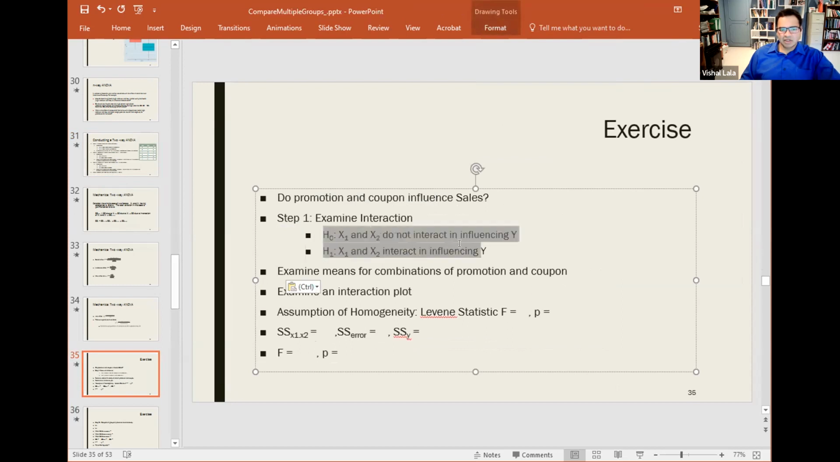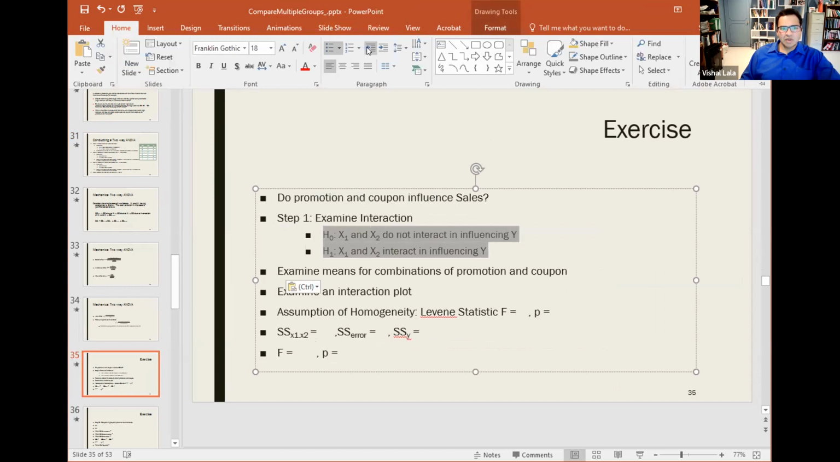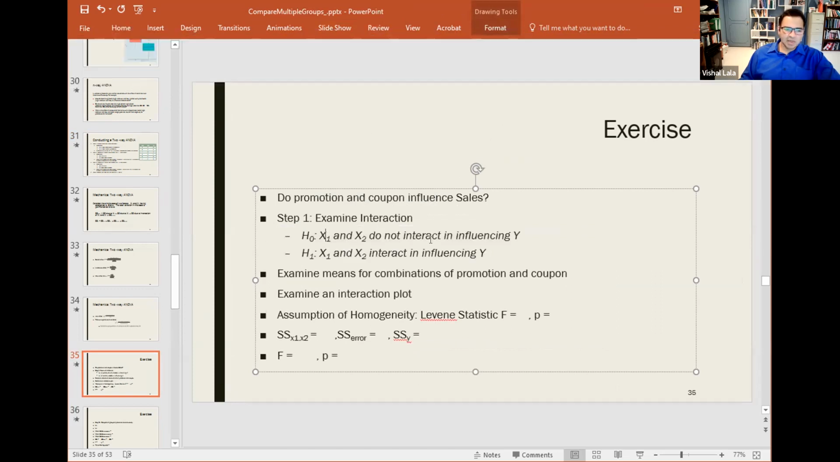So here is the interaction effect being examined. Our research question here is, do promotion and coupon influence sales? So H0 is examining whether X1 and X2 interact in influencing sales. X1 in our case is promotion, and X2 is coupon, and Y is sales. Saying they don't interact to begin with. That is, it doesn't matter whether the two marketing activities happen together or separately, it doesn't matter.